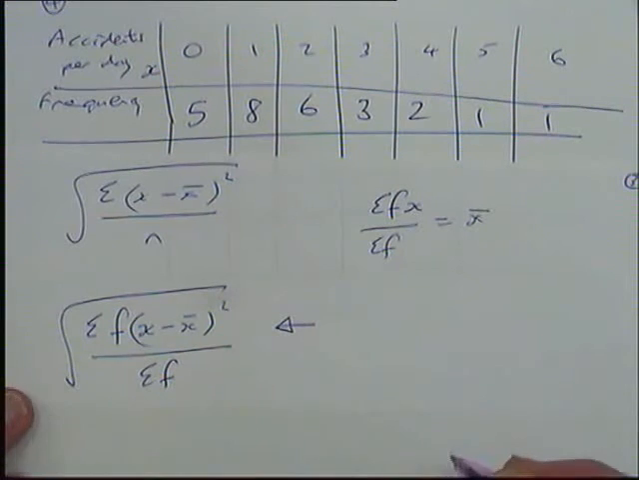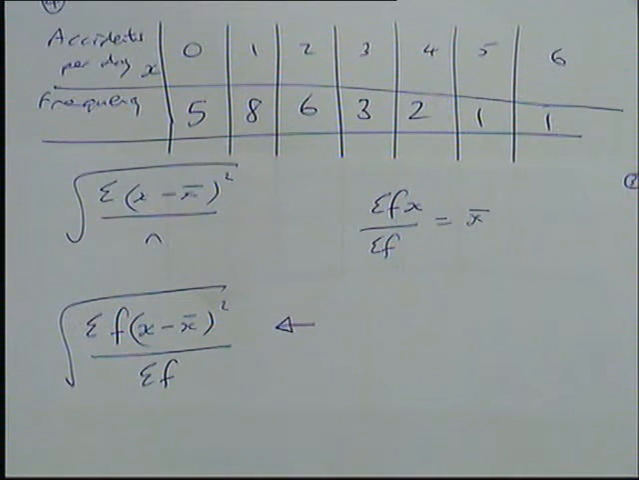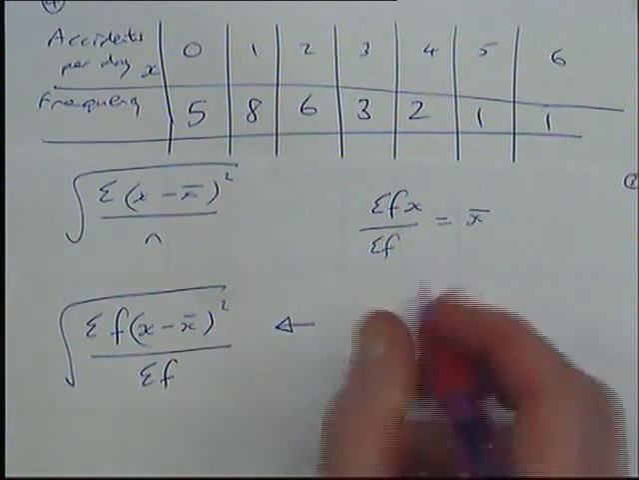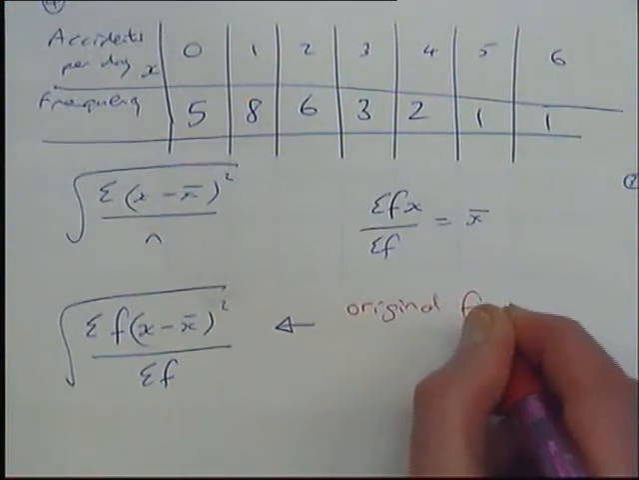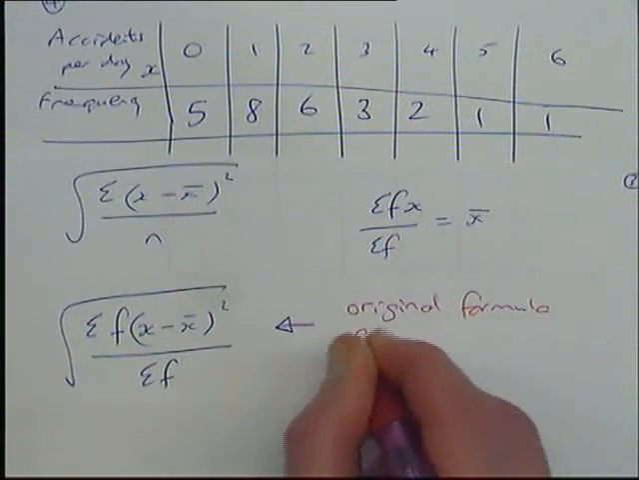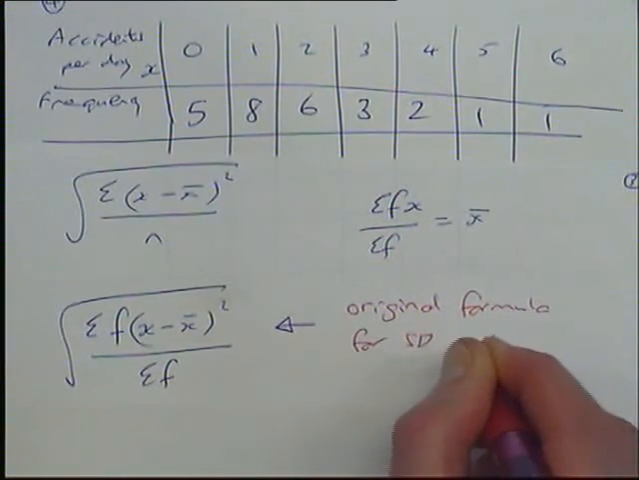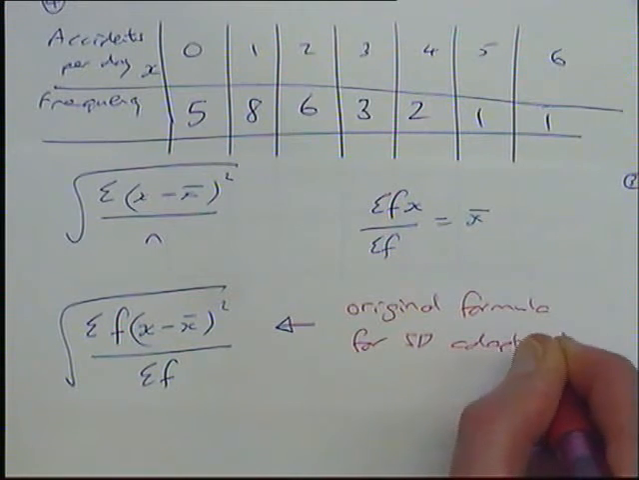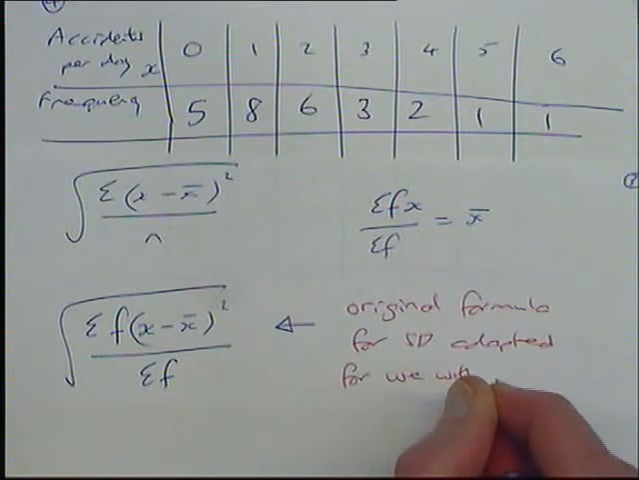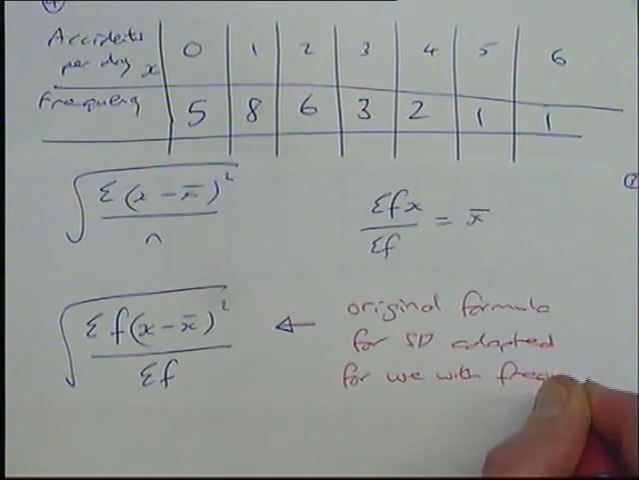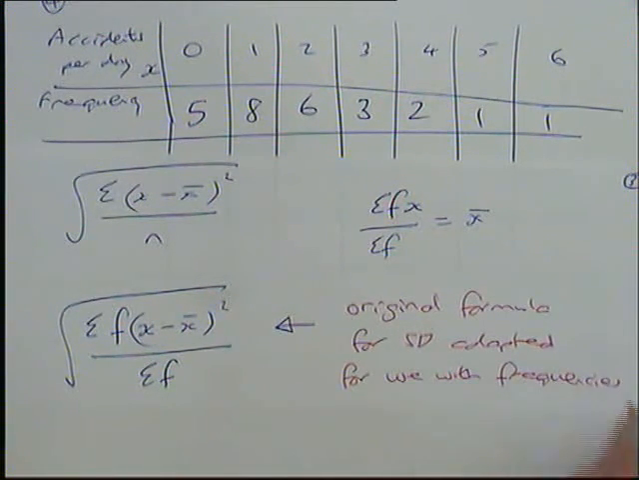So that is like the old formula for the standard deviation adapted for use with frequencies. Okay? So that's the original formula for standard deviation, but it's been adapted for use with frequencies. So you spell frequencies, or should it be YS on the end? Range gone.